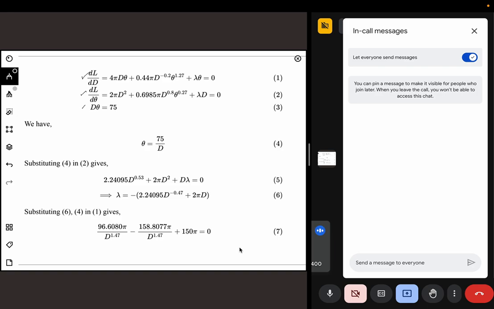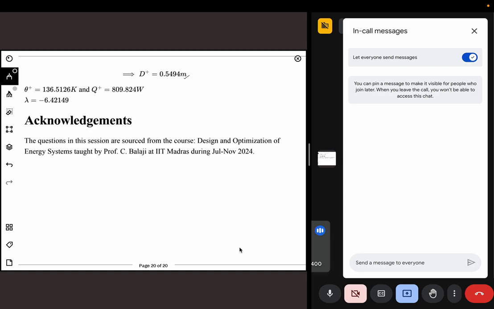But here it is a very simple one, so you can directly substitute and get your solution. You solve for lambda, make lambda in terms of d, substitute it back, then you have an equation for d, which you can solve using some root solving and get the value of d. Once you have d, you can substitute it back to get theta, lambda, and q.